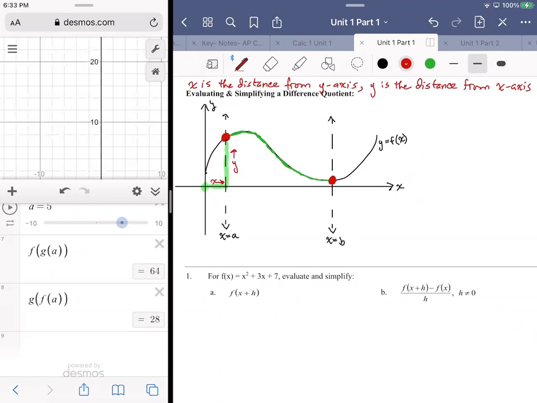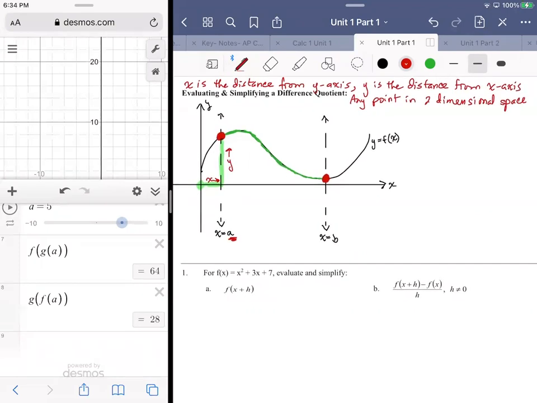But we actually happen to know the x value here. The x value is a. But let's follow along with the logic here. Any point in two-dimensional space can be defined by x comma y.